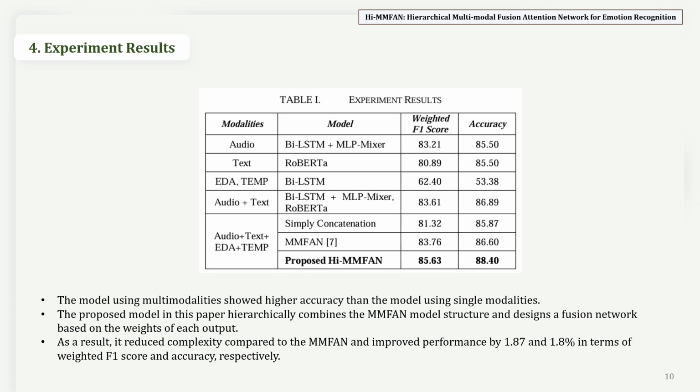The proposed model in this paper hierarchically combines the MMFAN model structure and designs a fusion network based on the weights of each output. As a result, it reduced complexity compared to the MMFAN and improved performance by 1.87% and 1.8% in terms of weighted F1 score and accuracy, respectively.